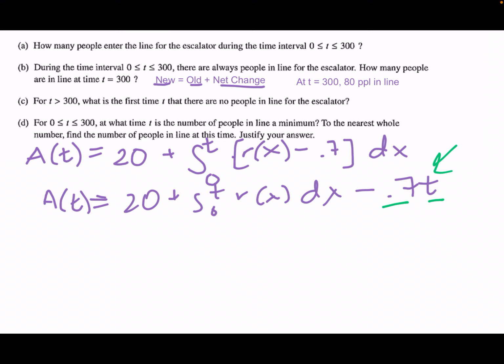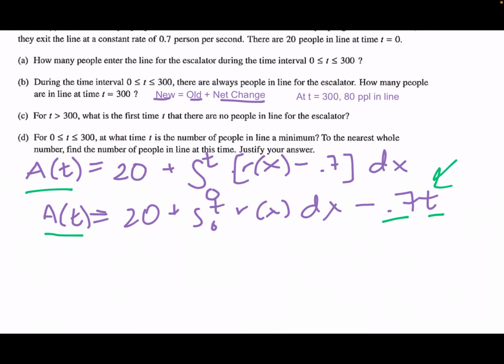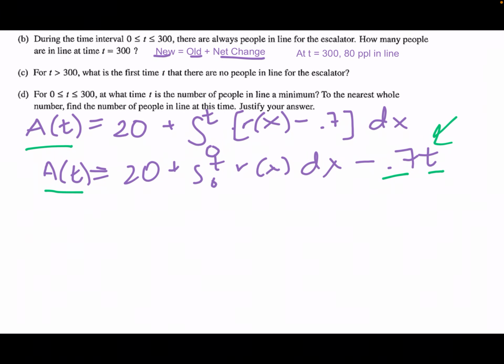All right, either of these equations gives me the number of people at any time t. If I now want to optimize that, I need to take the derivative, find my critical points, and see where my derivative changes from positive to negative. So my derivative, A prime of t: the derivative of 20 is 0.